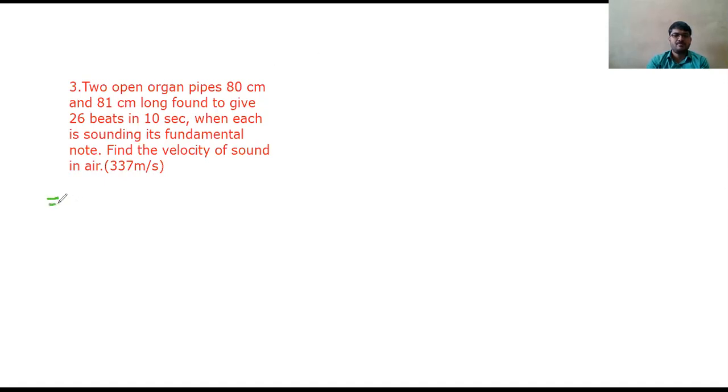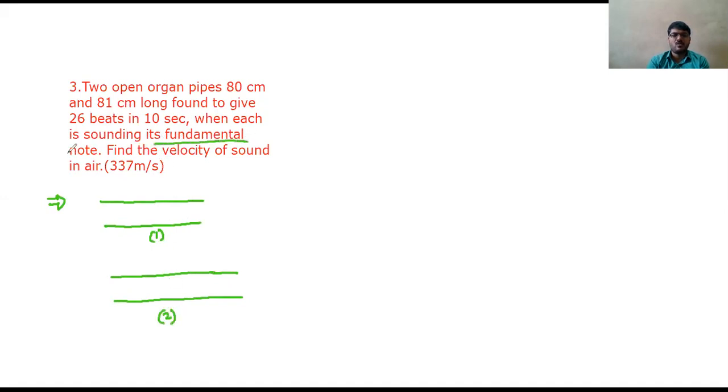So see here. Now there are two open organ pipes. This is first pipe, and this is another pipe. So this is pipe 1, this is pipe 2. And he is saying that its fundamental note means fundamental frequency. Fundamental frequency means like this, you know. Yes or not? This is what fundamental note is, the fundamental frequency of these pipes. Right?